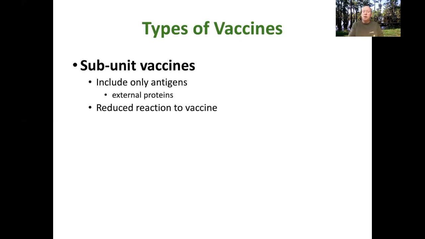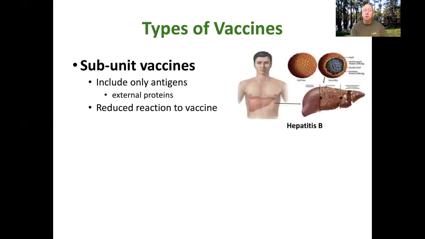And so as the virus or the bacteria adapt to the immune system, they can potentially change some of those antigens on their coat. And so you oftentimes have to get redosed on these vaccines and boosters and whatnot to update these vaccines. So hepatitis B would be an example of a subunit vaccine.